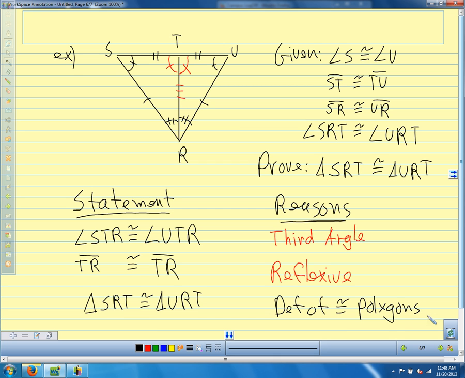So we showed that all three pairs of matching sides are congruent, and all three pairs of matching angles are congruent.